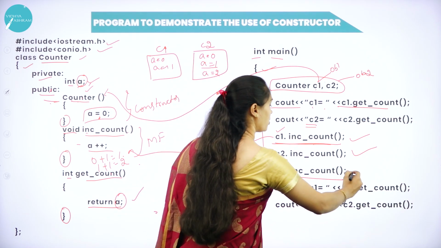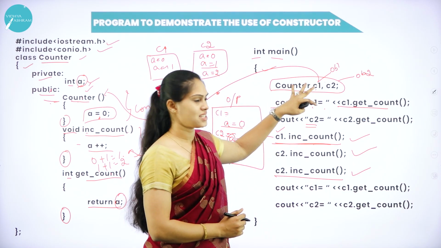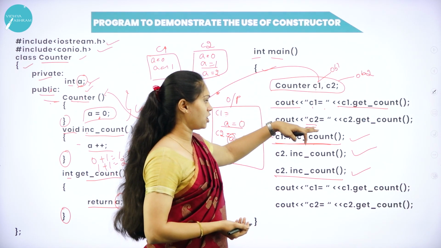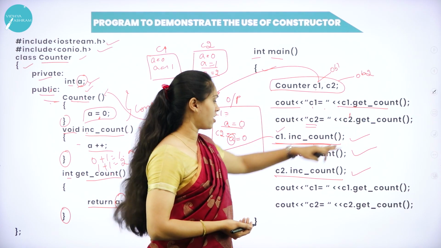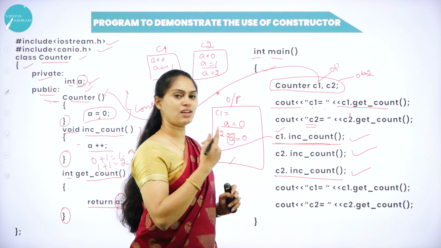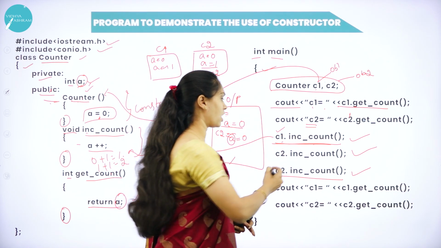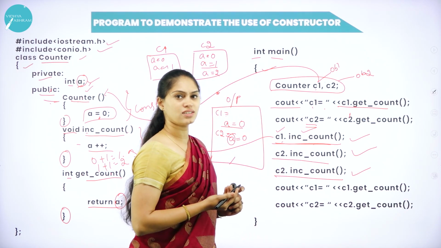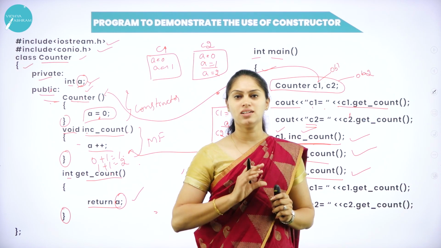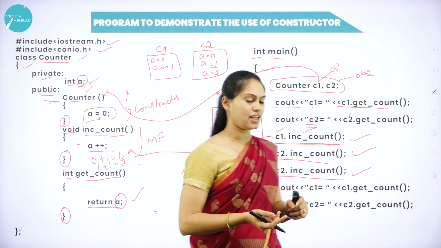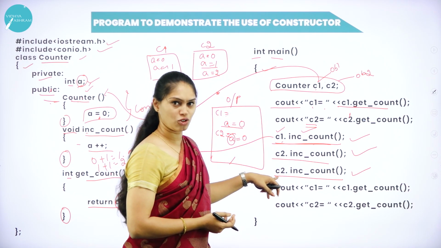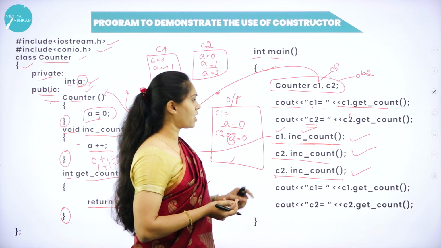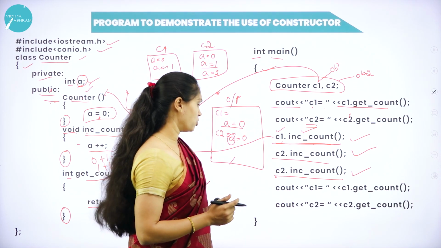Getting it, students? So here what I am doing: I am creating two objects, C1 and C2. After that I am displaying the values of C1 and C2 by using the getCount member function. After that I am incrementing the value of C1 by 1 by calling the incrementCount member function, and I am using C2.incrementCount, which was initialized to 0 initially. After that I am calling incrementCount again for the C2 object itself, so that it increments the value of A by another 1, and I get A equal to 2.